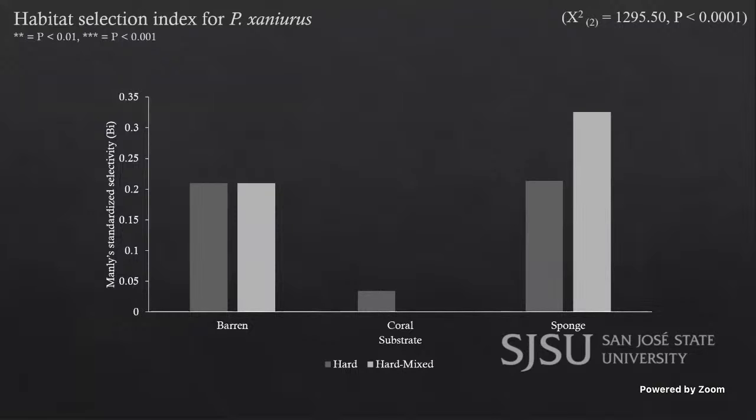Significant habitat and substrate attachment associations were found for P. xaniurus. Overall, barren substrate had the largest number of egg cases. However, only the hard mixed and sponge grouping had a selectivity index greater than random. However, this relationship was not a significant association.